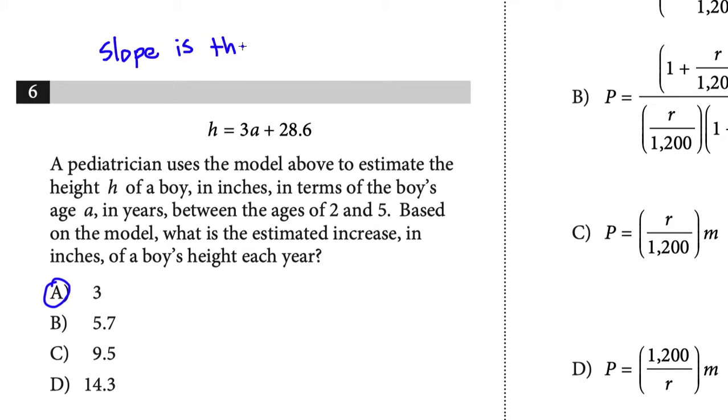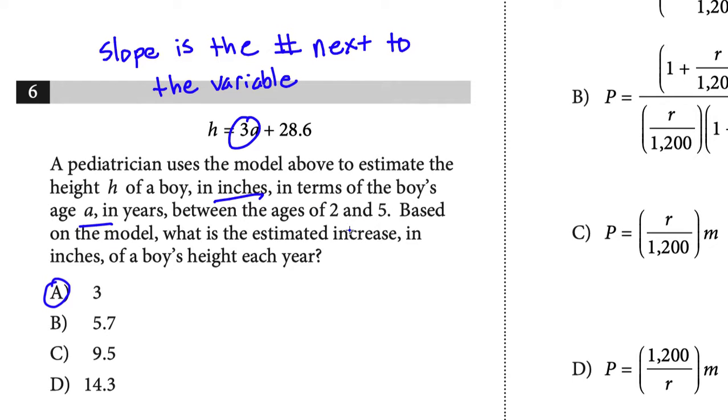is the number next to the variable. This is very informal. I should be saying that slope is the coefficient in the equation. The coefficient, again, is the number next to the variable. So if my slope is 3 and my units are inches every A years, then my slope is 3 inches per year, which is exactly what the question is asking.